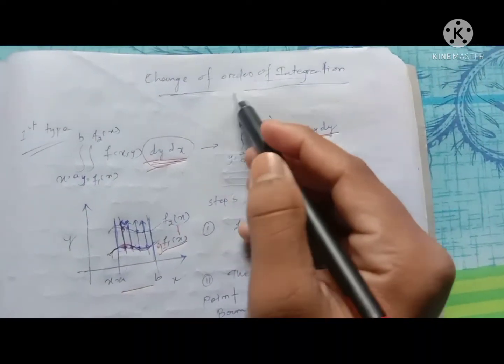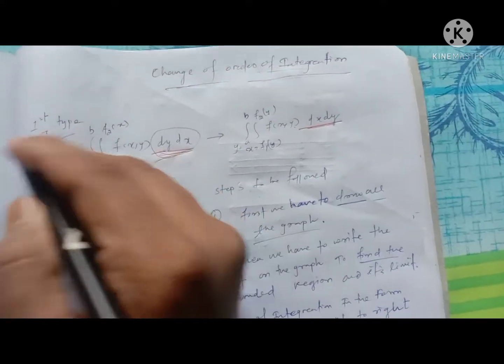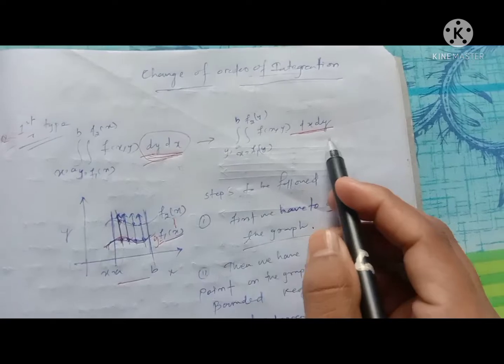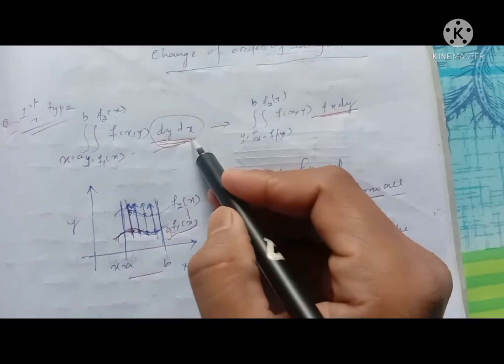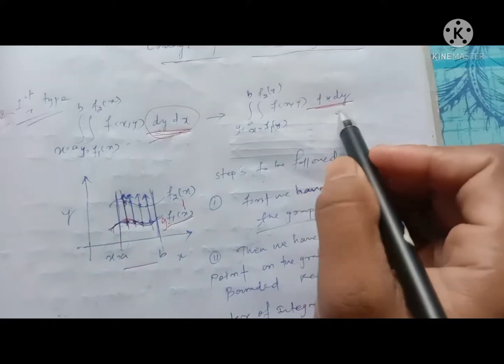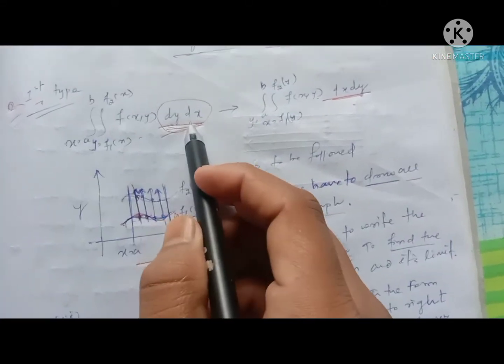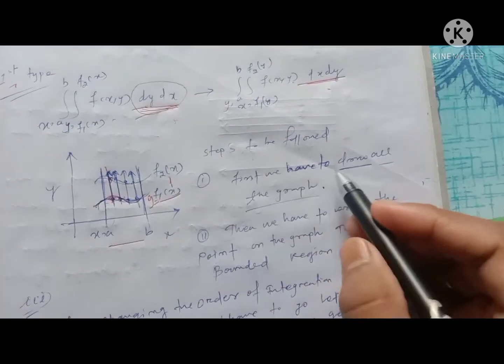Here you are going to learn about change of order of integration. There are two types, which transform from dy dx to dx dy. When we are transforming dy dx to dx dy, we have to make sure that whenever we are dealing with dy dx, as a first step, we have to draw all the graph.